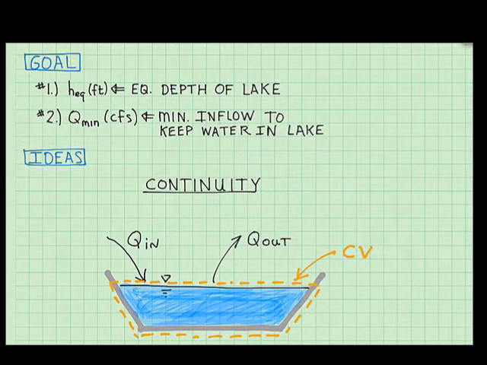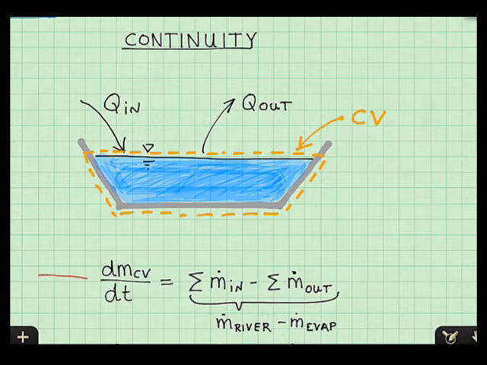I generate ideas to reach my goals. I begin by applying the continuity equation. I start this by sketching a control volume. I write the general form of the continuity equation. Since the level of the lake is constant with time, the time derivative of the mass inside the control volume, this term, goes to 0.